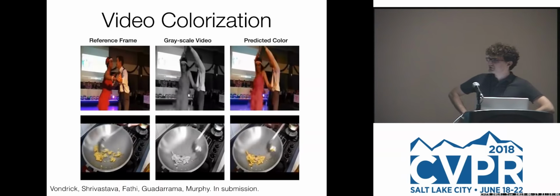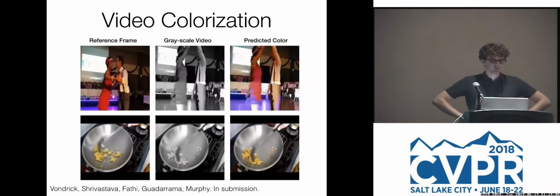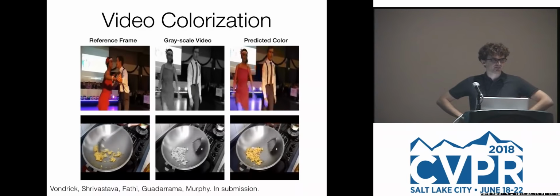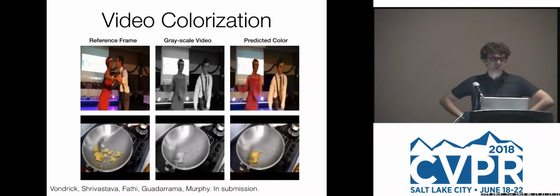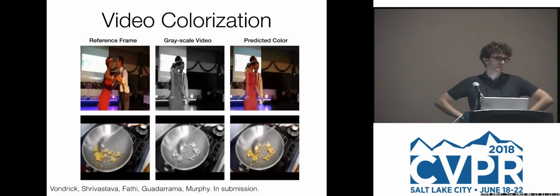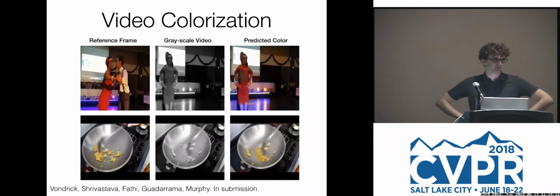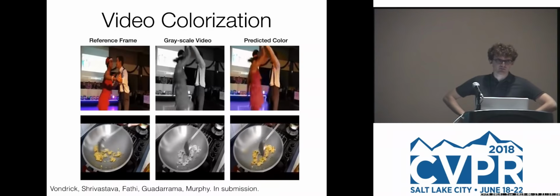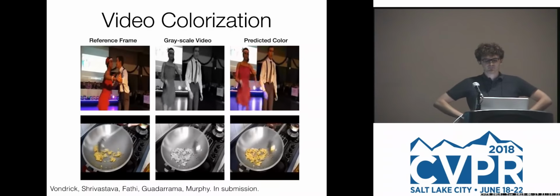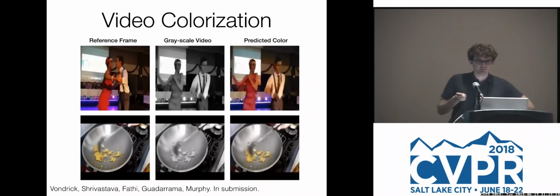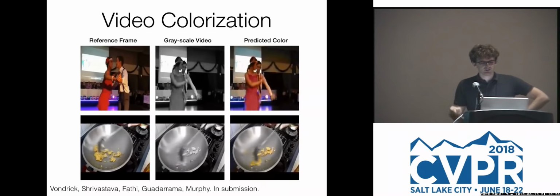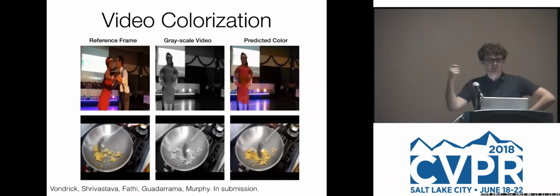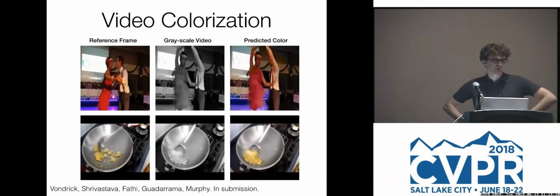So here's a couple of examples on videos that this model didn't see during training. We trained this just on massive amounts of unlabeled video. We used the Kinetics dataset, but discard the labels. And here's some videos from the validation set. The left frame is showing the reference frame that has the color. The middle is showing the grayscale video, and the right is what our predictions are.